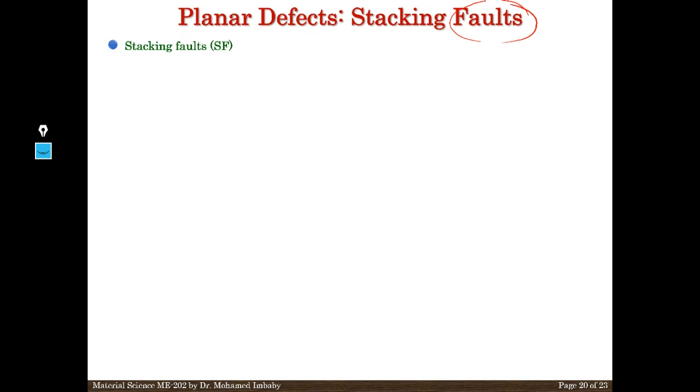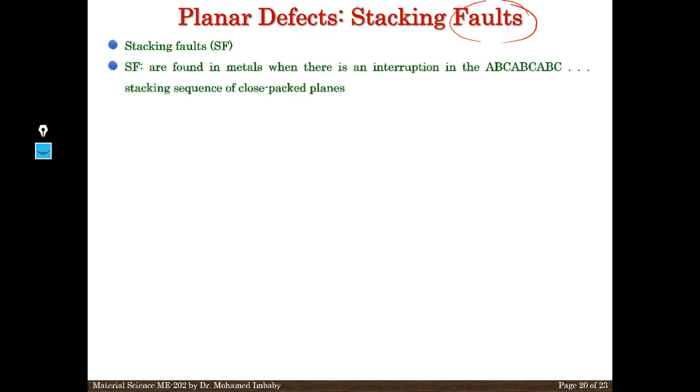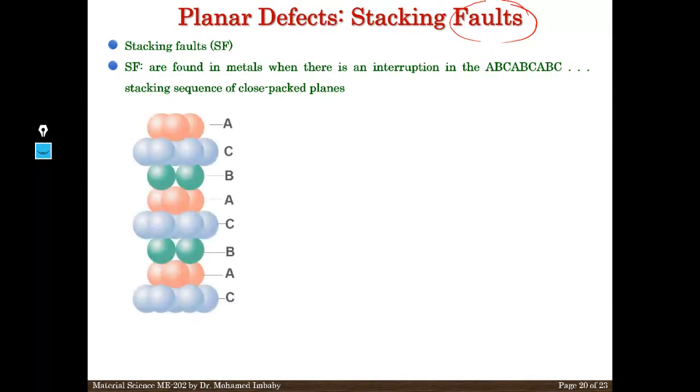Stacking faults are found in the metal when there is an interruption in the arrangement of the atoms, A, B, C, and something like this. Let me explain it with the graph. I think it is the best way to understand it. Look at here. If I have an arrangement of atoms like the hexagonal close packed, we have atoms in arrangement C, for example, and 3 atoms here, A, and 2 atoms, for example, B, and again C.